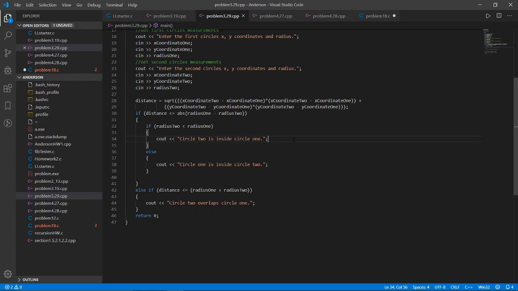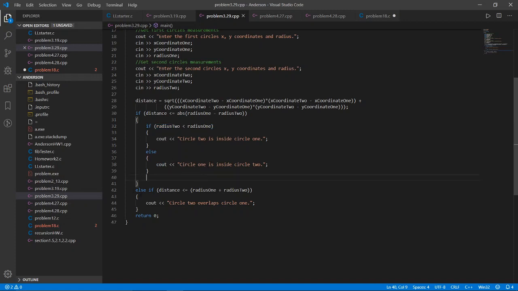And per the homework, we know that if the distance is less than or equal to the absolute value of radius 1 minus radius 2, then one circle is inside the other. I also went ahead and included, in case if you leave it just at that, it will always say circle 1 is inside circle 2, if that's how you write it. So what I did is wrote another if statement here. If radius 2 is less than radius 1, so we know that circle's smaller, then we know circle 2 is the one that is inside the other. Else, we know that 1 is the one that's inside circle 2.